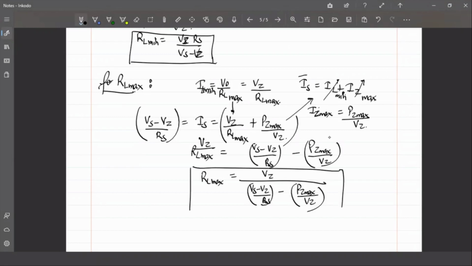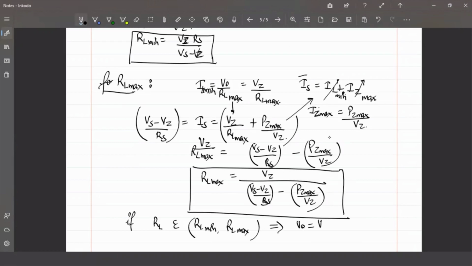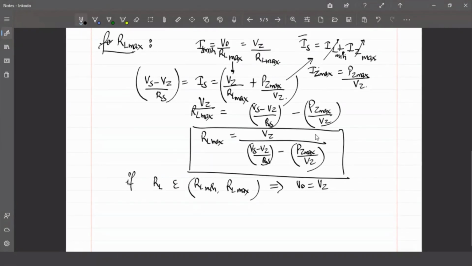Okay. So this will be your value of RL maximum, the maximum value of the load resistance within which this should happen. They should stay within this range for regulation to take place. So I can conclude from this that if the load resistance belongs to RL minimum to RL maximum, then I can say that the output voltage will remain constant at the Zener voltage.